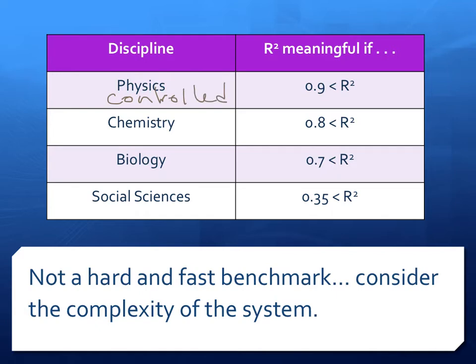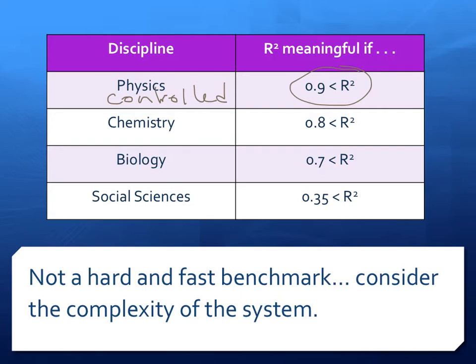If we're dropping a ball of different diameters and all of the balls have similar materials or the same materials, then we're removing variables from that and we're essentially making the system very, very simple. And so that means that in order to really state that there's a strong correlation between the two variables, you need a pretty high R-squared value.